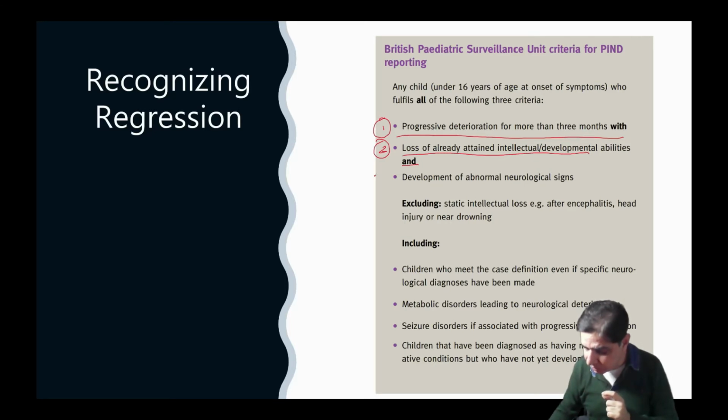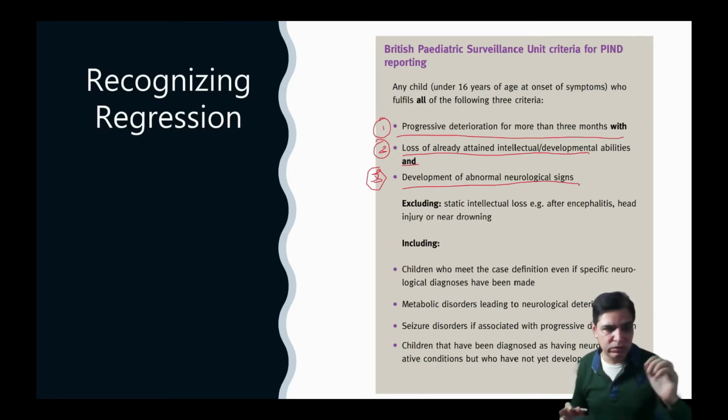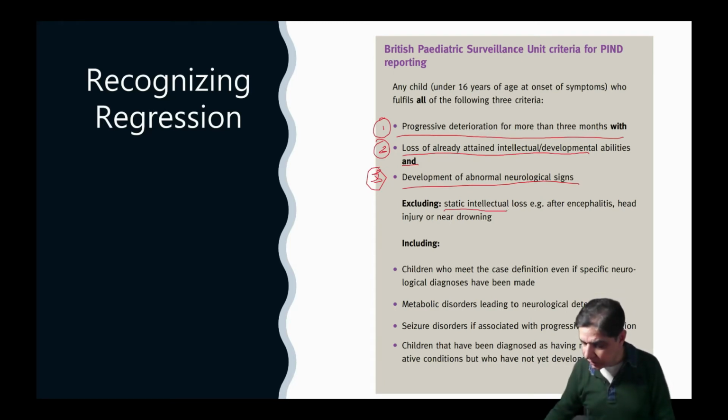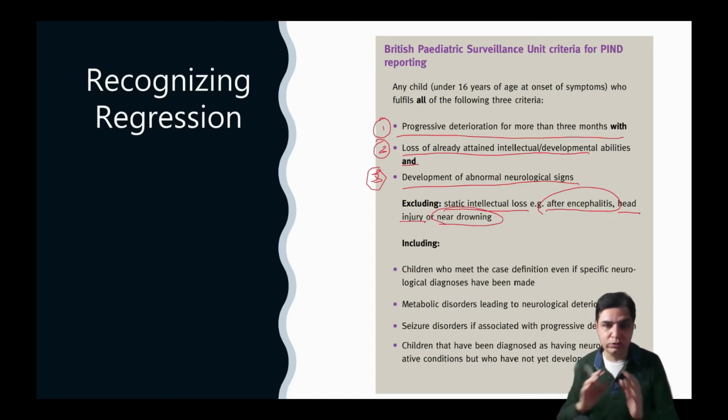And number third is that he has got abnormal neurological signs. So you find that he's got seizures, or he has got spasticity or hypotonia or loss of deep tendon reflexes, etc. But it should be excluding static intellectual loss, like for example, which can happen after a CNS infection, encephalitis, or with head injury, like post-concussion syndrome or near drowning. So you have to exclude these things.